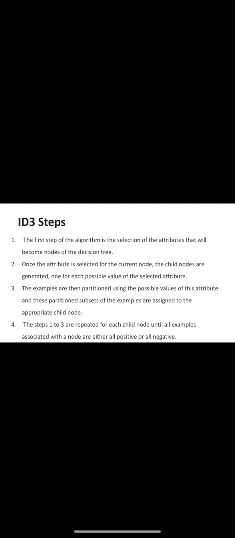These are the 4 steps of the ID3 algorithm. The first is the selection of the attribute that will become the node of the decision tree. In the next step, once the attribute is selected for the current node, the child nodes are generated, one for each possible value of the selected attribute. Then the examples are partitioned using the possible values of this attribute, and these partitioned subsets of the examples are assigned to the appropriate child node. Steps 1 to 3 are repeated for each child node until all examples associated with the node are either all positive or all negative.